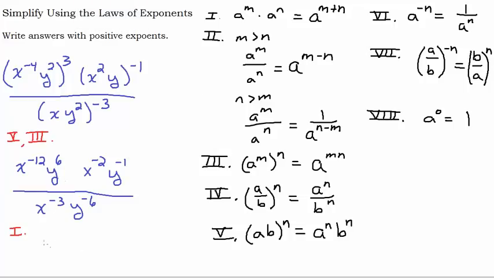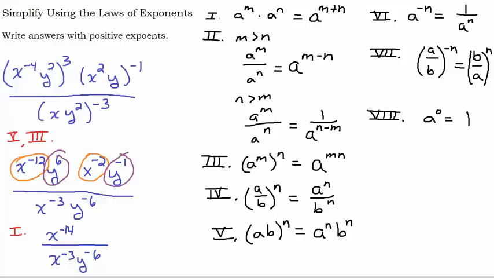Okay, so in the denominator, I'm going to leave that the same, x to the negative third, y to the negative sixth. And in the numerator, I'm going to multiply x to the negative 12 times x to the negative 2, and that's rule number 1. I add those exponents, and that's going to give me negative 12 plus negative 2, which is negative 14. And I'm going to do the same thing with the y's. y to the 6th times y to the negative 1. I'm going to add 6 plus negative 1, which is 5.